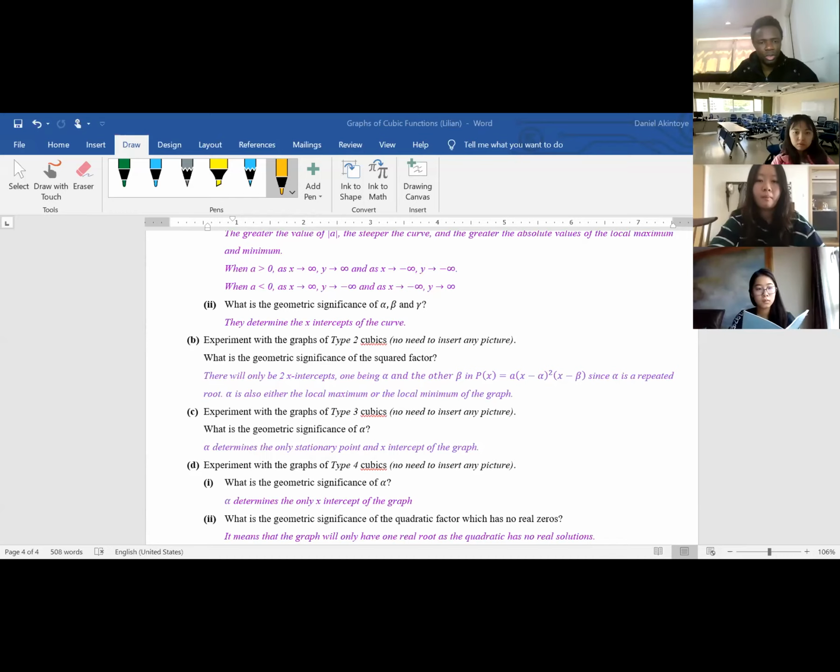The graph only touches, there is need to put something here. How about I put something like beta here? The graph only touches at x equals alpha. The quadratic factor ax squared plus bx plus c ensures that the graph does not touch at other points.